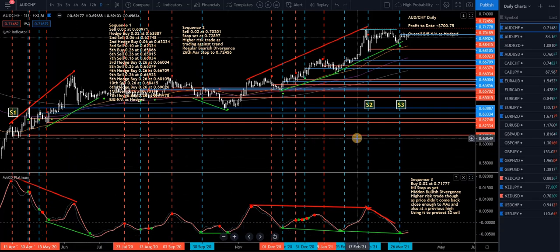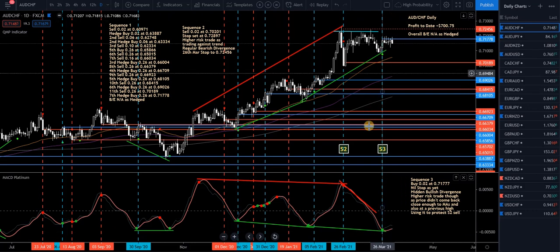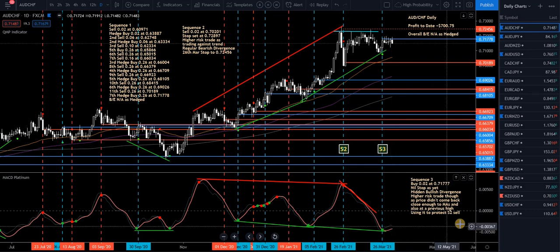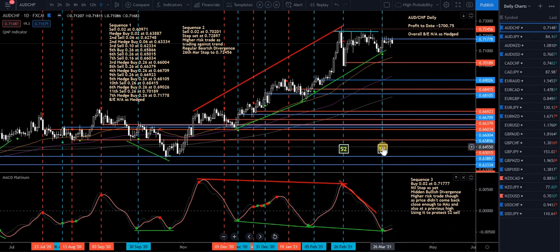So it's a lot of trades, so don't worry about that too much if you're not into the hedging side of things or you've just started following me. Just concentrate on what I'm doing on the right side of the chart. The last trade was this buy, and there are my notes relating to that, sequence 3, S3.